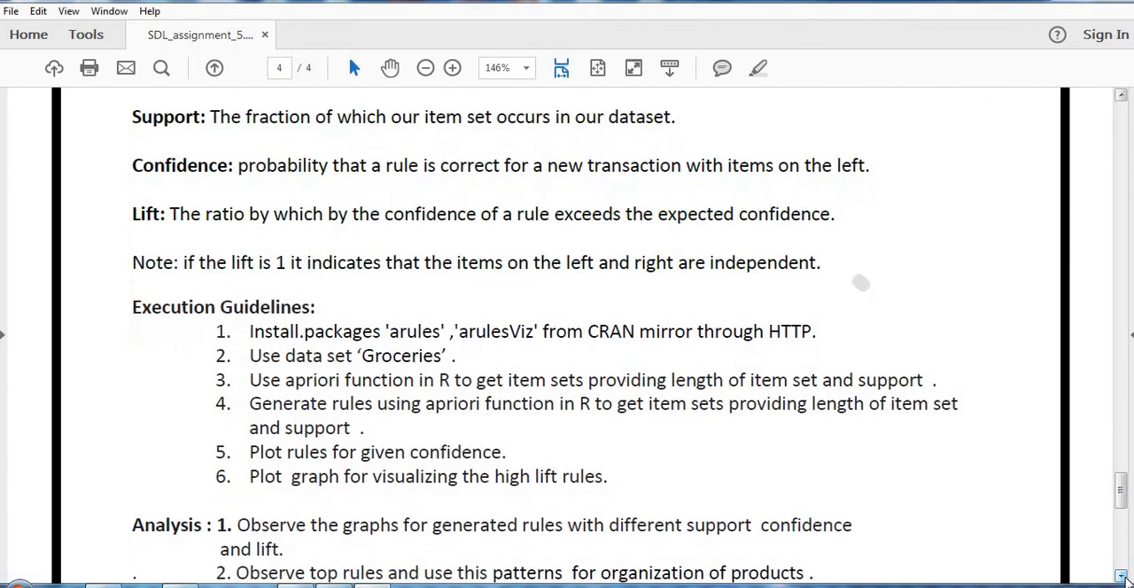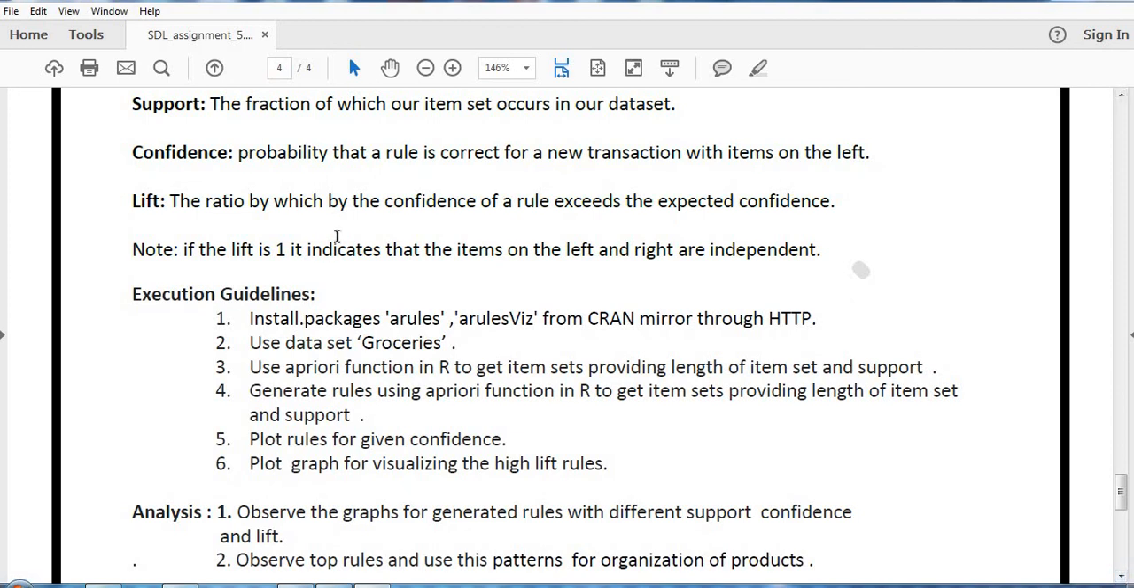So now we will start execution. What is the note here? If lift is 1, it indicates that the items on the left and right are independent. Now the execution guidelines: we need to have the arules package installed so that we can work on this assignment. Similarly, we need a dataset, which is the groceries dataset. Then we should use the apriori function from the arules library. We will be generating rules, plotting the rules, and plotting graphs for visualizing with different lift values.